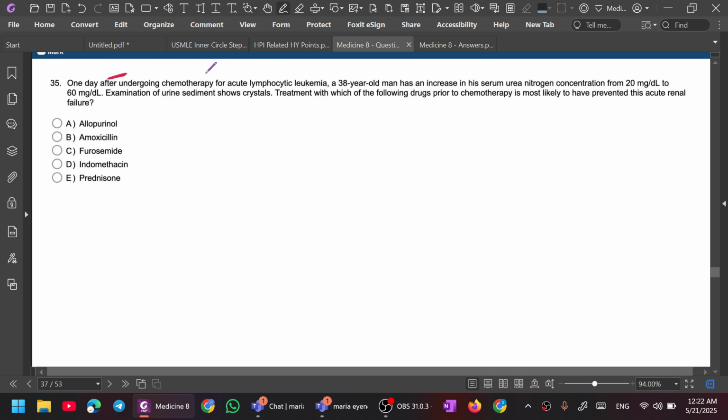One day after undergoing chemotherapy for ALL, a 38-year-old man had an increase in serum urea nitrogen concentration from 20 milligrams per deciliter to 60. Urine sedimentation shows crystals. Treatment with which of the following drugs prior to chemotherapy is most likely to have prevented renal failure?